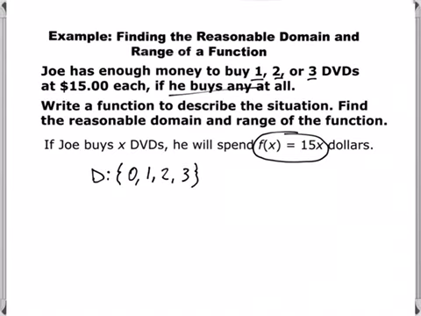Then to figure out your reasonable range for this particular function, you have to think about what values we would get back if we used any one of these values for our domain. So if we plugged in 0 into this function, 15 times 0 is just 0. If we plugged in 1, 1 times 15 is 15, 2 times 15 is 30, and 3 times 15 is 45. So if this is considered our reasonable domain, this would be our reasonable range. These would be the values we get back for plugging in 0, 1, 2, or 3.